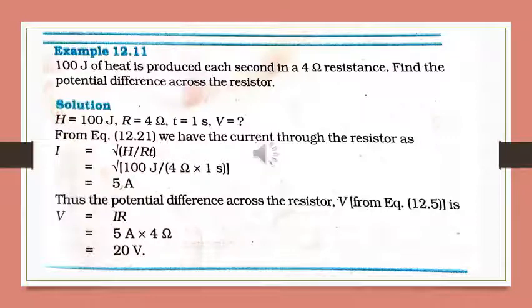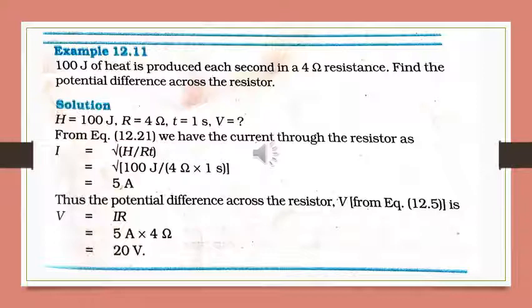100 joule of heat is produced each second in 4 ohms resistance. Find the potential difference across the resistors. Means here you have to find out the V. So H equals to what? H equals to 100 joule, R equals to 4 ohms, and t equals to 1 second. It is given each second.